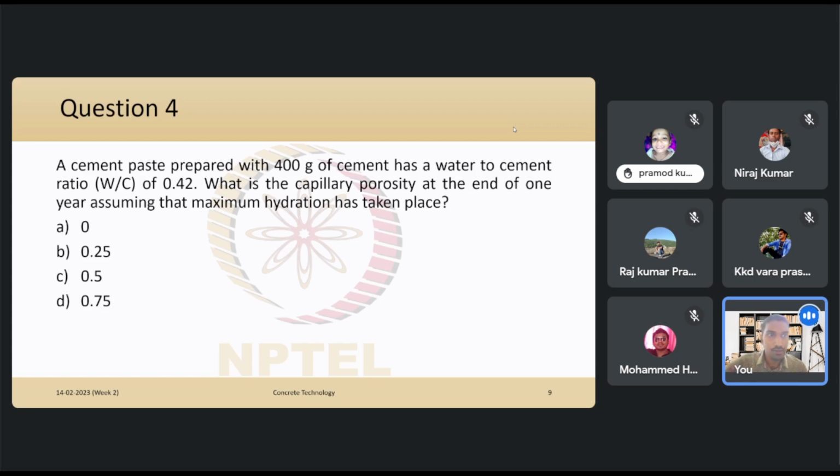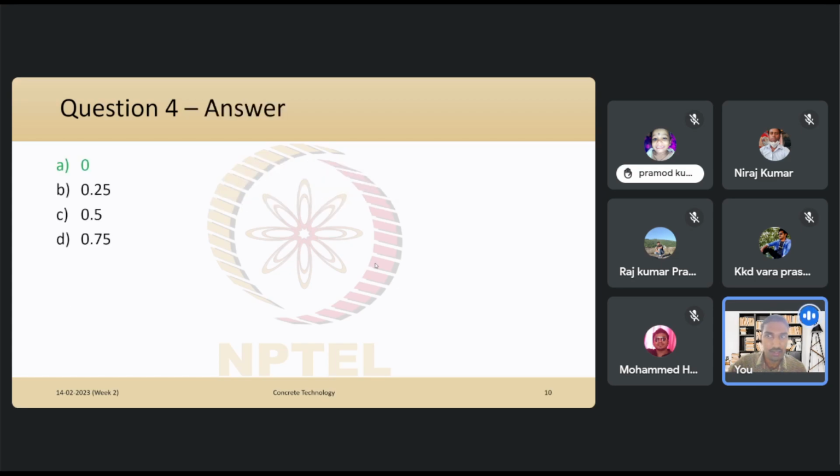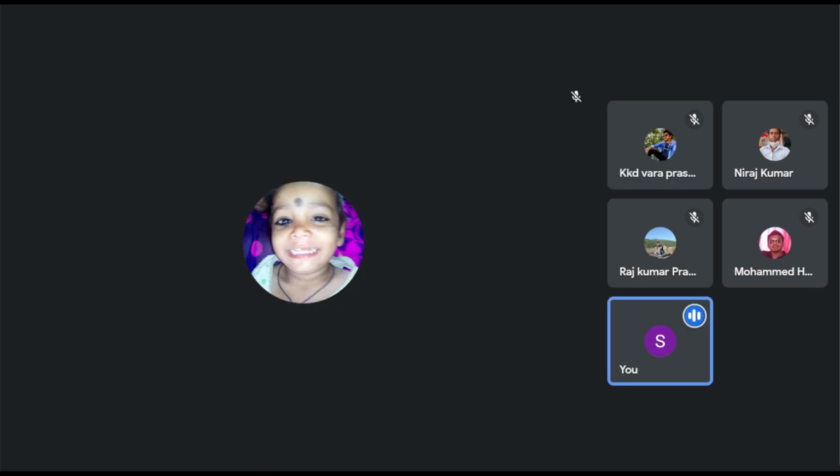Okay, so we have a couple of votes for option A, 0, and one vote for option C, 0.5. So let's take a look at the answer now. The right answer is option A, 0. So there will be no pores left. Let's look at how we arrive at this answer.